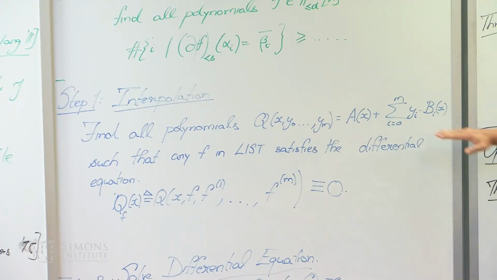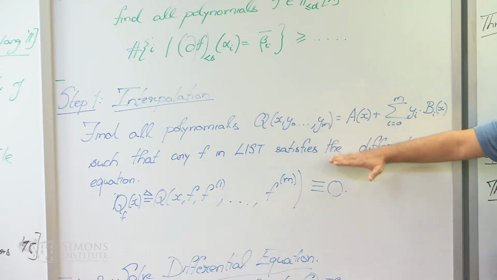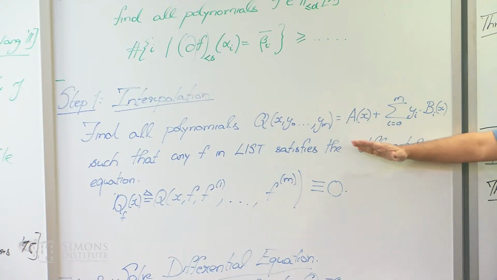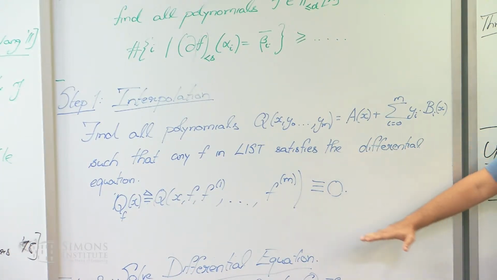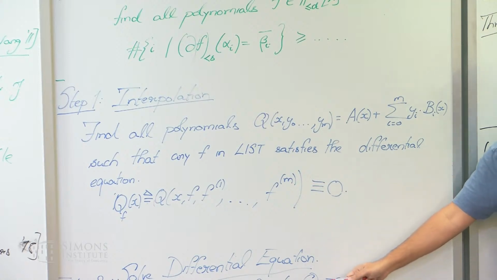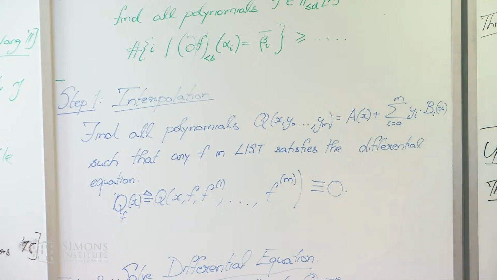So solving this, the standard way it's done is you actually solve a linear system, and that typically incurs cubic time or so. And the next step is now you're given Q. Q contains in its belly all the f in the list. You have to extract these f. So you want to now solve the differential equation. That is, given Q, you want to find all f such that Q of f is 0.